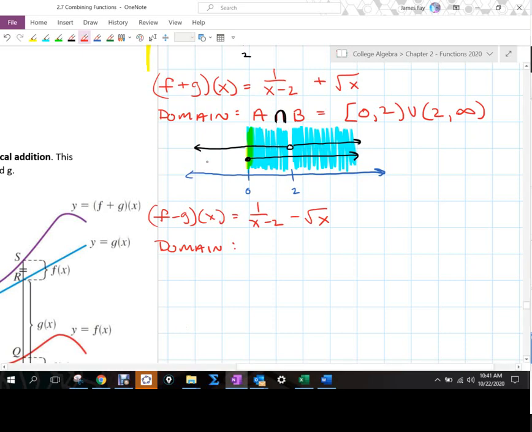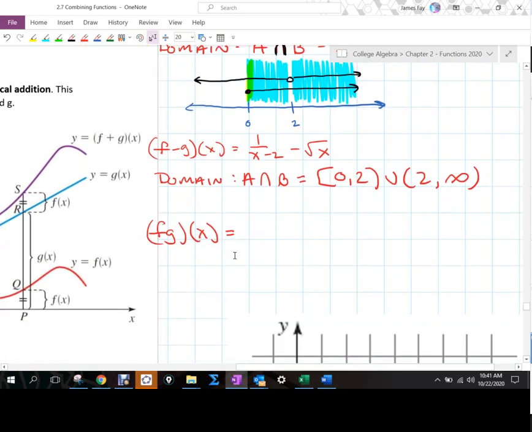Okay. So we got domains. A intersect B again. That's the domain then of the difference. So we go 0 to 2, union 2 to infinity. So once you find the domain for the sum, you've got the domain for the difference, you've got the domain for the quotient, okay, and you got the domain for the product. The only thing that's an issue is when we get to the quotient, we'll have to address one thing.